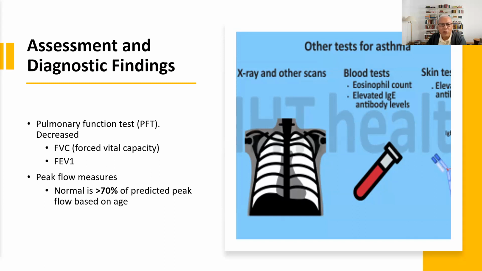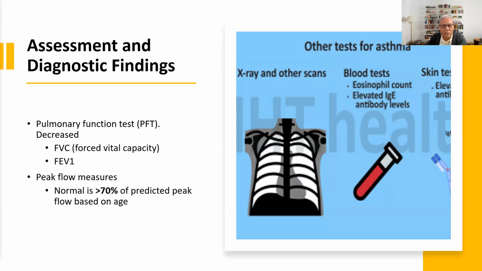And normal peak expiratory flow is greater than 70% of the predicted peak flow for the client's age. So you would refer to a chart to see, based on the age of the patient, what should be the peak expiratory flow of that patient. So if it's greater than 70% of the predicted flow, then that means to say that it is going to be normal. But if it is less, then that means to say that there is severe obstruction.